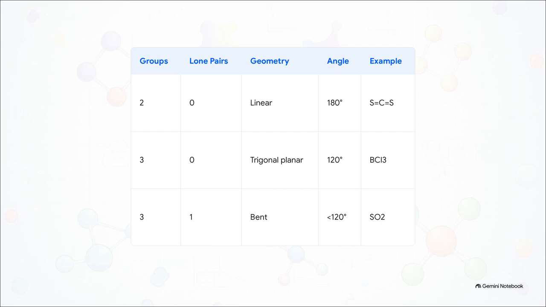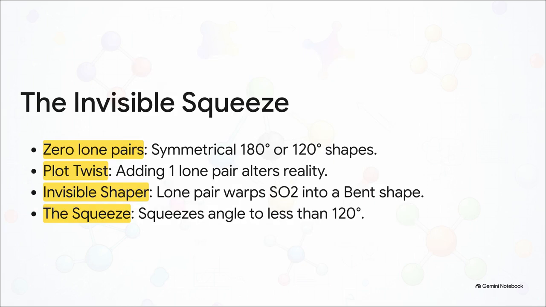Step up to 3 electron groups, and we get a molecule like boron trichloride spreading out perfectly flat with 120-degree angles between each chlorine atom. It kind of looks like a peace sign. It's just logical perfection. But what's really interesting about this slide is the plot twist. The twist arrives the second we introduce a lone pair. Look at that 3-group system again.